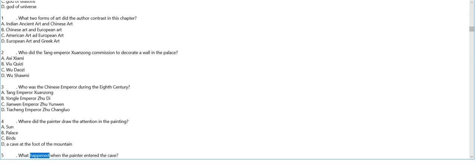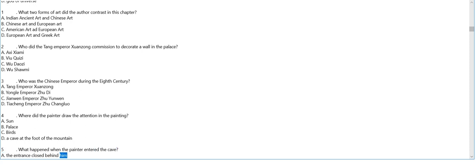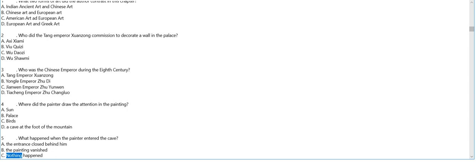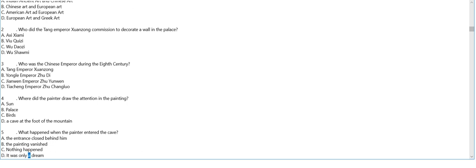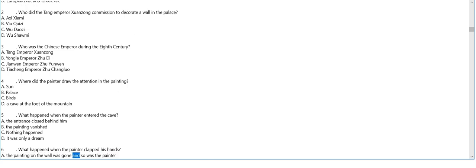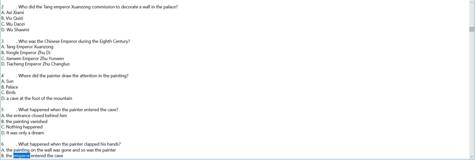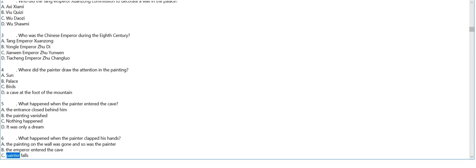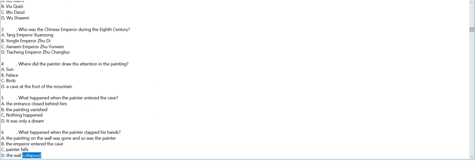5. What happened when the painter entered the cave? A. The entrance closed behind him. B. The painting vanished. C. Nothing happened. D. It was only a dream. 6. What happened when the painter clapped his hands? A. The painting on the wall was gone and so was the painter. B. The emperor entered the cave. C. Painter falls. D. The wall collapsed.